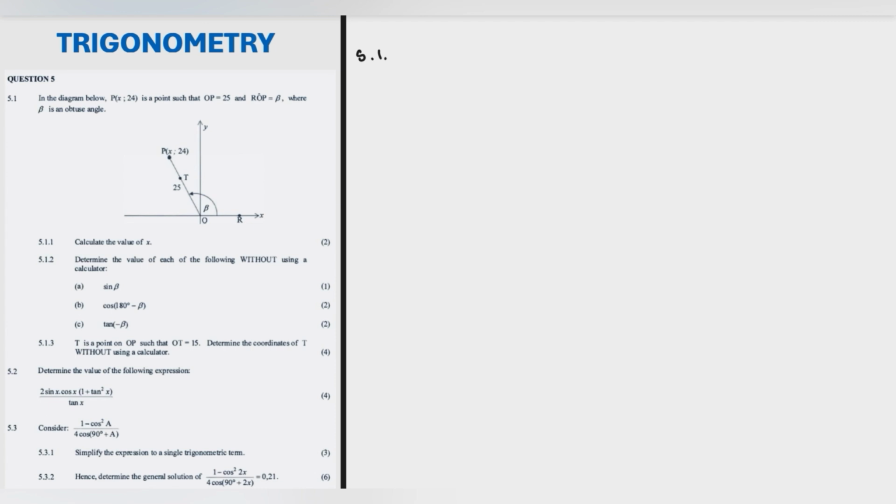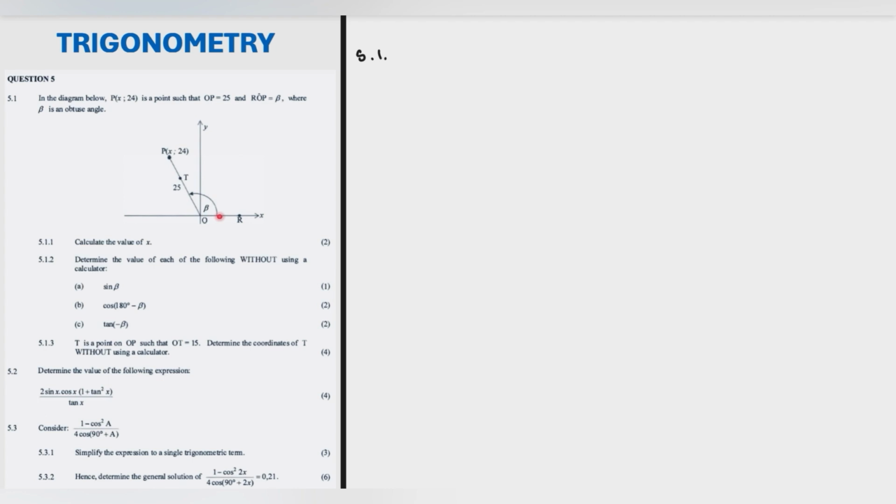In the first question, it says the diagram below where P is (X; 24) is a point such that OP is equal to 25. That means that whole length is equal to 25. And ROP is equal to beta, where beta is an obtuse angle. Great. So that's what we know so far. They want us to calculate the value of X.